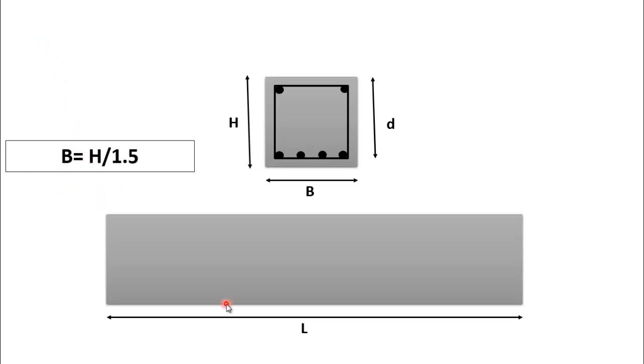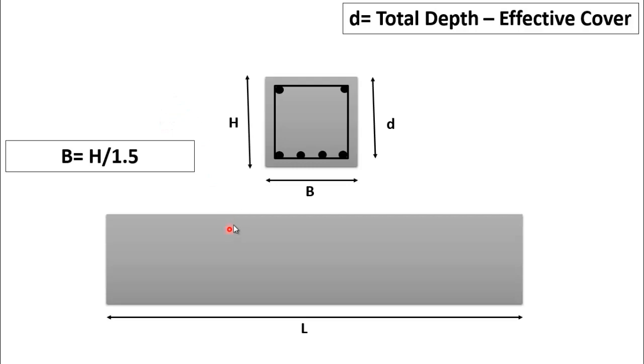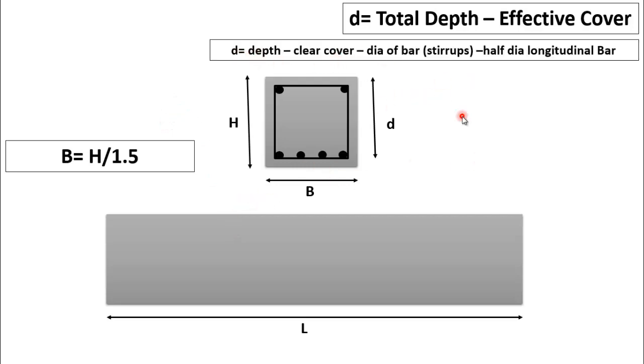In dimension or size calculation step, we have to calculate effective depth of the beam. The effective depth of the beam is the distance from the top of the beam to the center of the tensile reinforcement which we are going to design. Effective depth of the beam is equal to total depth, which is H, minus effective cover. For effective depth, this formula is used. d is equal to depth minus clear cover minus dia of bar or stirrup minus half dia of longitudinal bar.